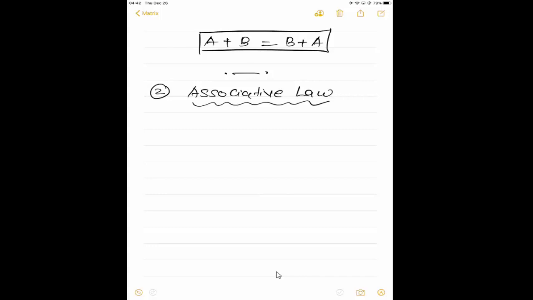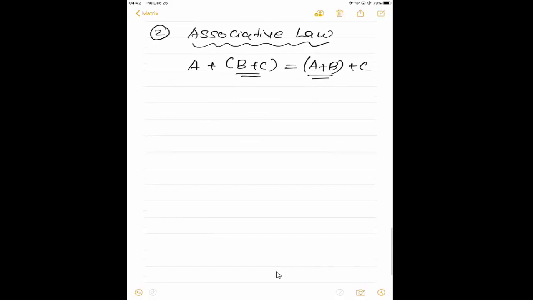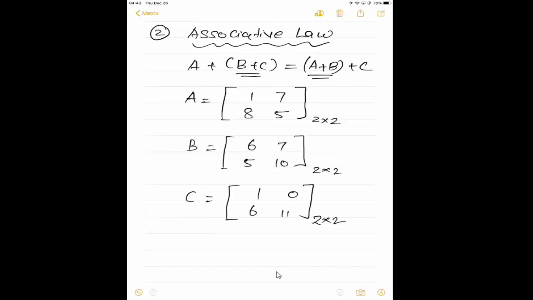Hope you understood well. The next law is the associative law. What is associative law? A plus B plus C will be equal to A plus B plus C. That is, if you add three matrices in any order, the output will remain the same. We'll see a sample example. So we have three matrices A, B and C, all having the same order or dimensions.